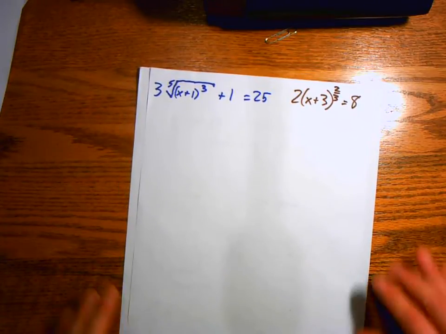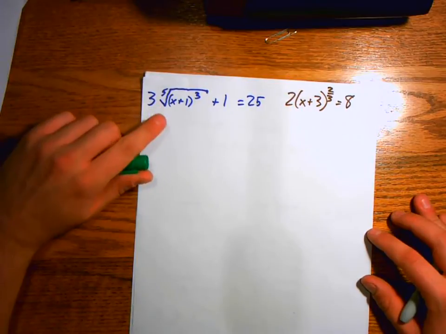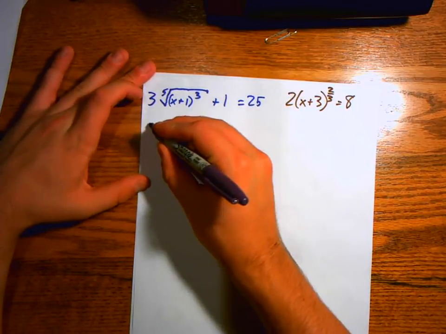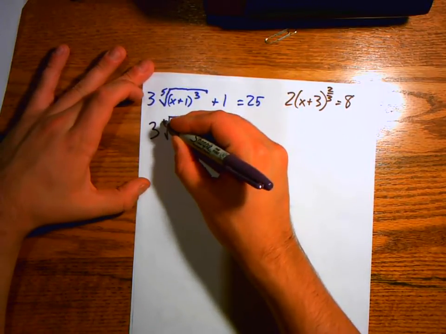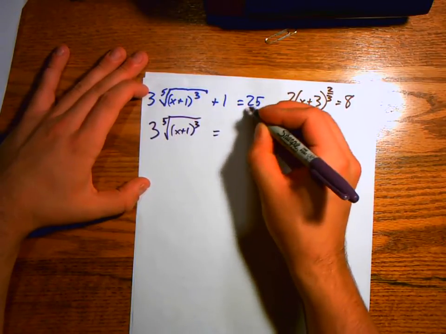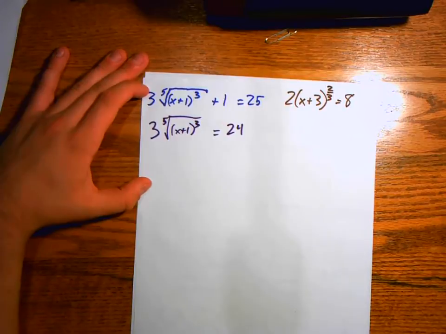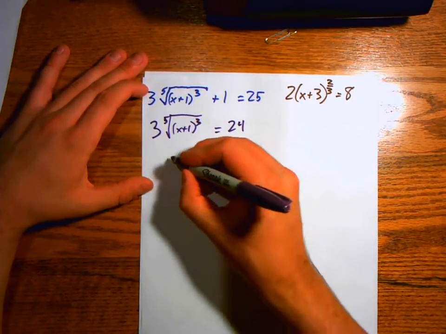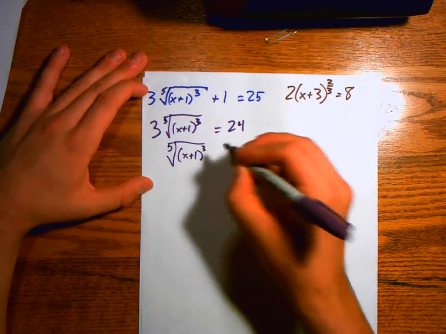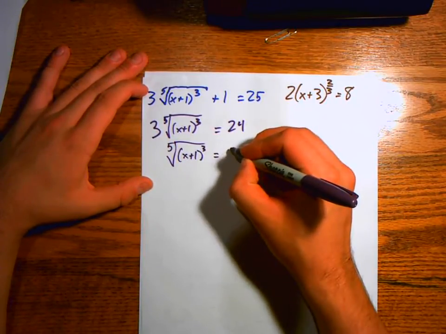The next one, we have 3 times the 5th root of the quantity x plus 1 cubed, plus 1 equals 25. Now the very first thing we do is subtract 1 on both sides, and we are left with 3 times the 5th root of x plus 1 cubed equals 25 minus 1, which is 24. Divide both sides by 3. We still have the 5th root of x plus 1 cubed, and it's equal to 24 divided by 3, which is 8.